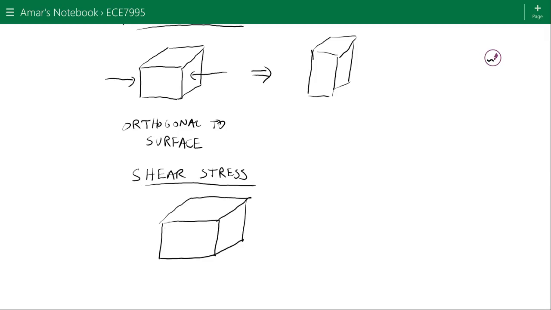So if we were to apply a force this way, so you take two things and you're shearing it like this. On the opposite side, you're applying the opposite force. Then this is going to cause this shape to become, instead of a square, it's going to deform in this manner.